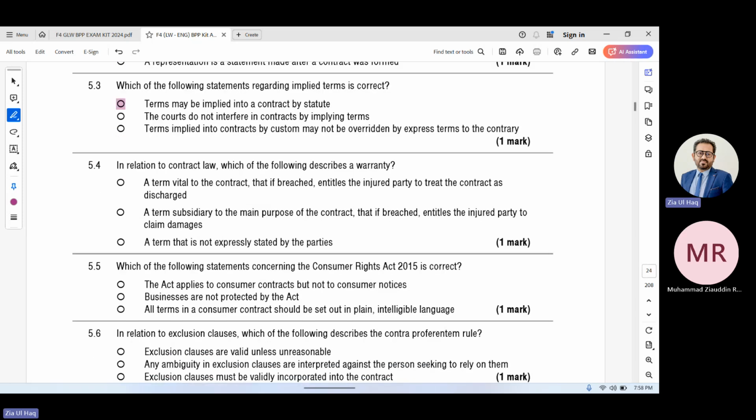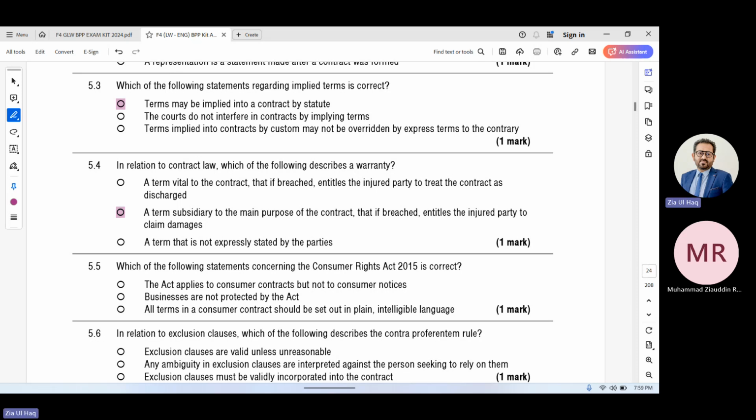5.4. In relation to contract law, which of the following describes a warranty? Condition, warranty, innominate terms. That is neither condition nor warranty. So which is a warranty? A term vital to the contract that if breached entitles the injured party to treat the contract as discharged. Vital is a condition. A term subsidiary to the main purpose of the contract. Yes, its breach entitles the injured party to claim damages only. A term that is not expressly stated by the parties. No, that is not. It is B.